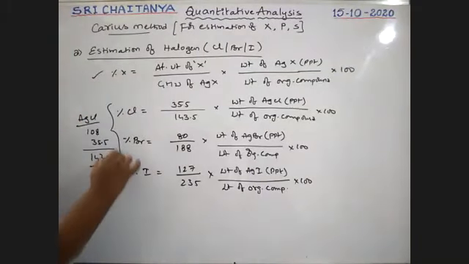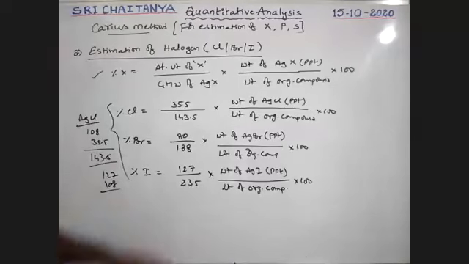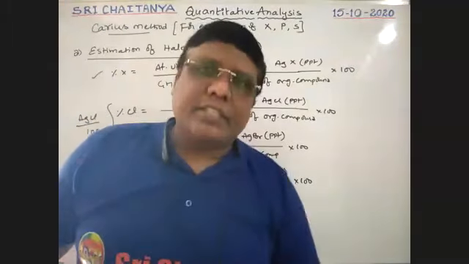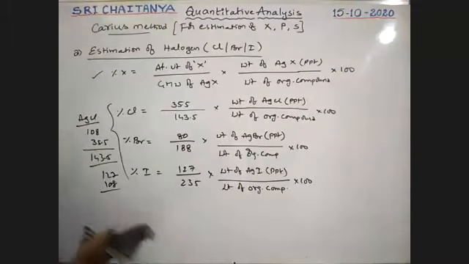These are the individual formulas. By using these formulas you can calculate the percentage weight of the required halogen. So let us take one problem based on this. See here.